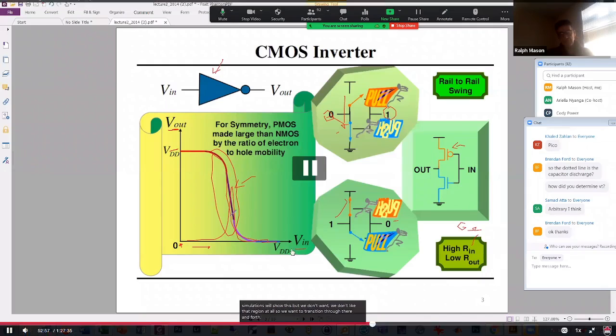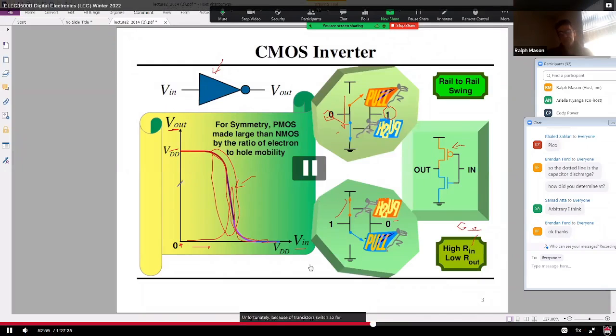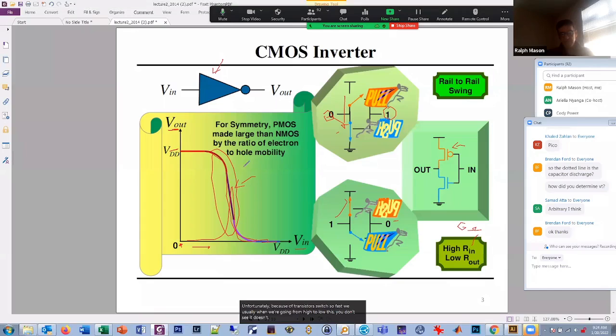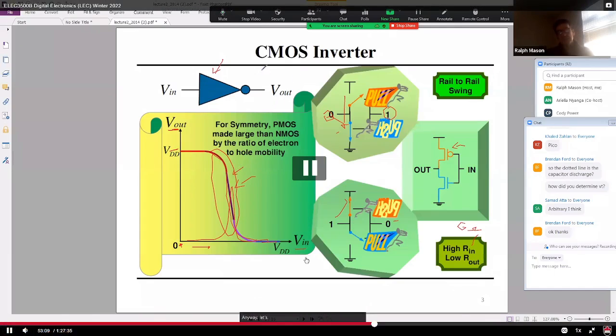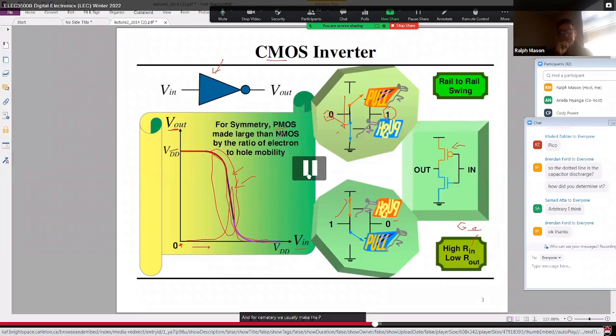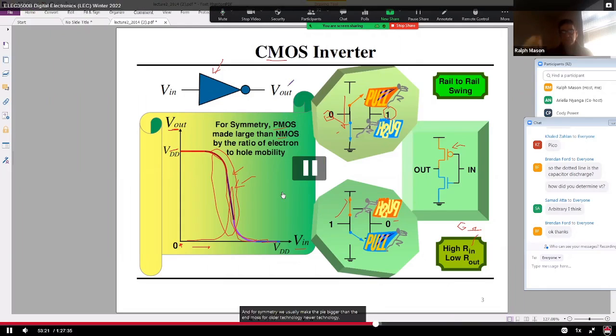Unfortunately, because our transistors switch so fast, when we're going from high to low, it doesn't spend much time in this region, so we don't get a lot of current. Anyway, that's an ideal CMOS inverter, okay? It would look something like this with a very fast transition. And for symmetry, we usually make the PMOS bigger than the NMOS for older technology. Newer technologies are kind of similar in terms of mobility.